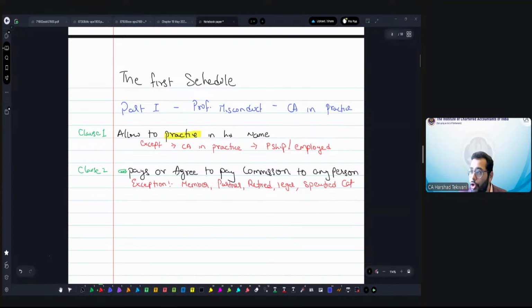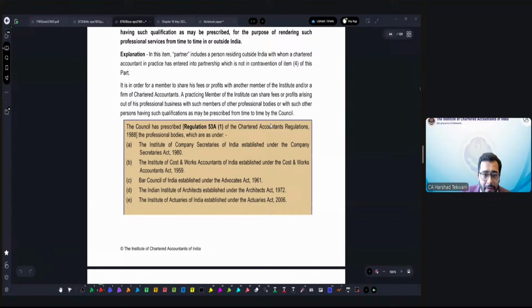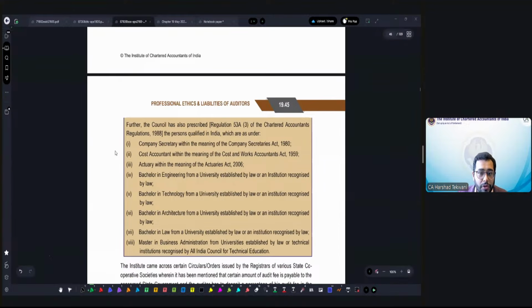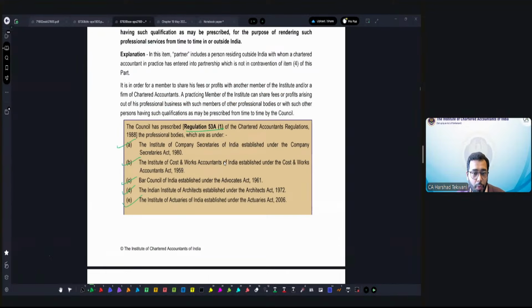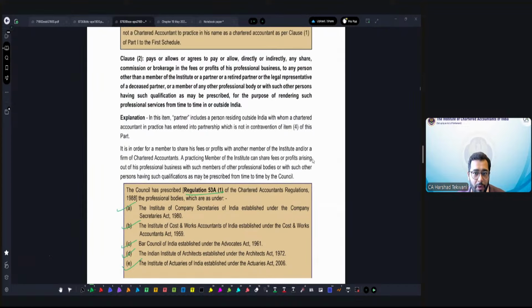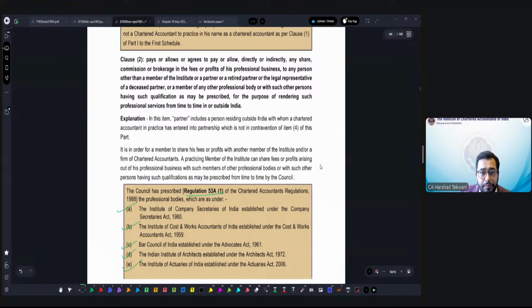So, in your study material on page number 19.44, quickly, you have the list of professional bodies in Regulation 53A, which says that these are the professional bodies: Institute of Company Secretaries of India, Institute of Cost and Works Accountants of India, Bar Council, Institute of Architects, Institute of Actuaries. Okay, so that is 53A(1), which is the professional bodies we are talking about. Okay, that is member of any other professional body. So the member of any other professional bodies, these are the professional bodies.